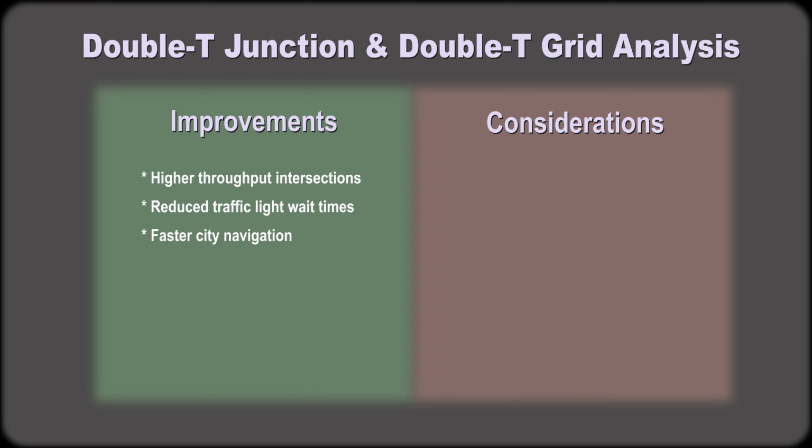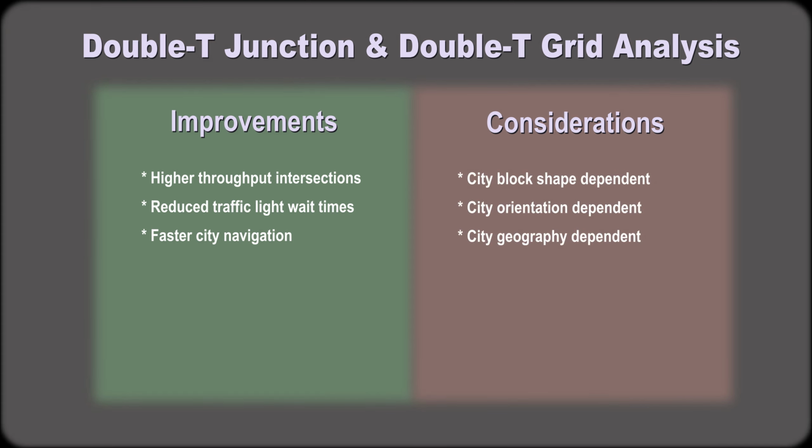Now that we've seen the results of these models running, we can also start to make a list of disadvantages. For one, the Double-T grid tends to be city block shape dependent, and also city orientation / geography dependent. Now, what do I mean by these? Well, for one, if a city has rectangular city blocks, then the Double-T grid is going to favour traffic going in the direction of the long edge of the rectangle and hinder traffic going in the perpendicular direction.